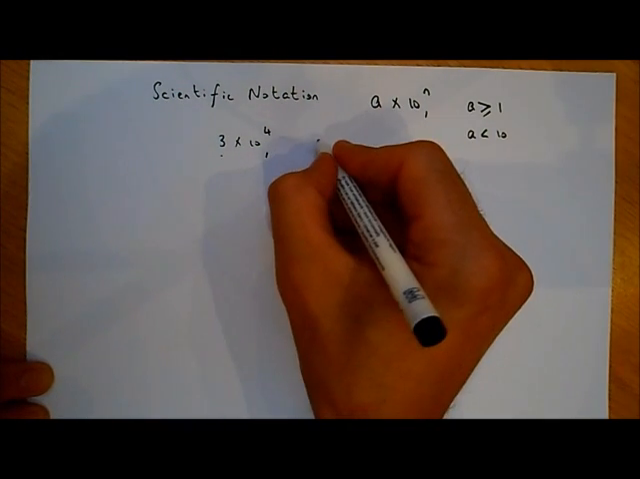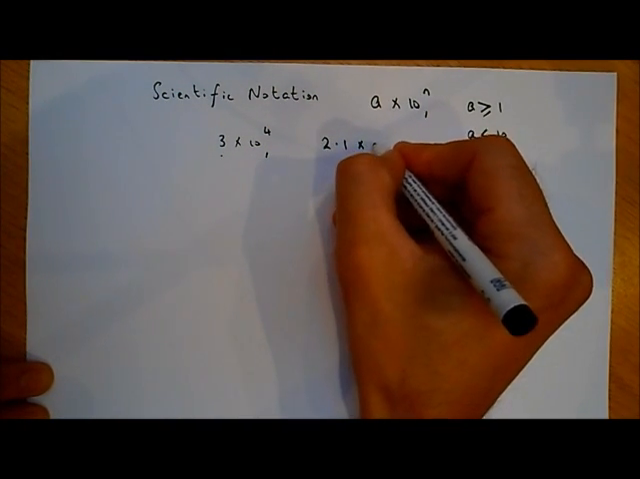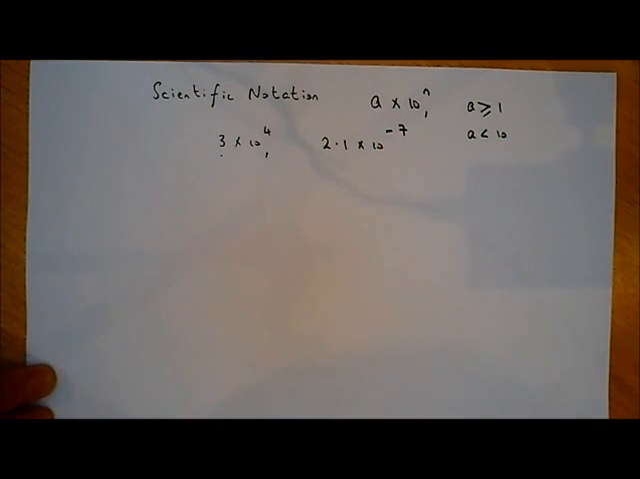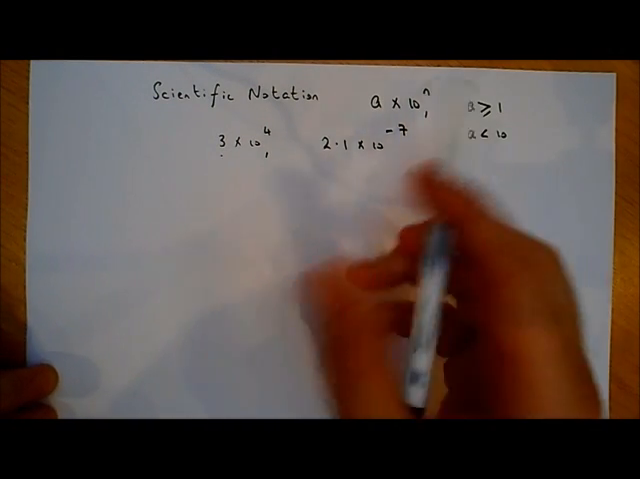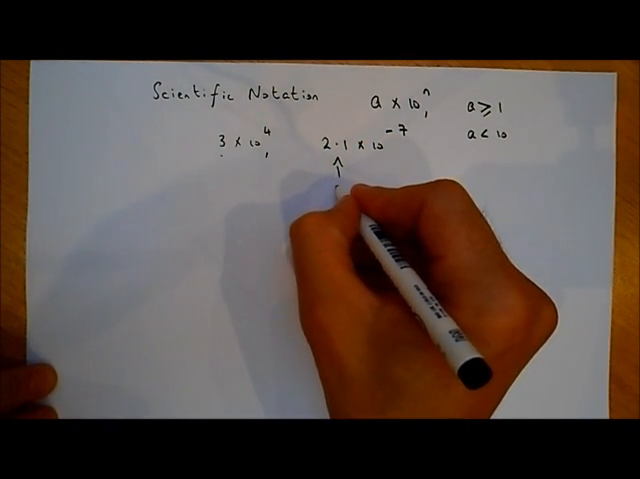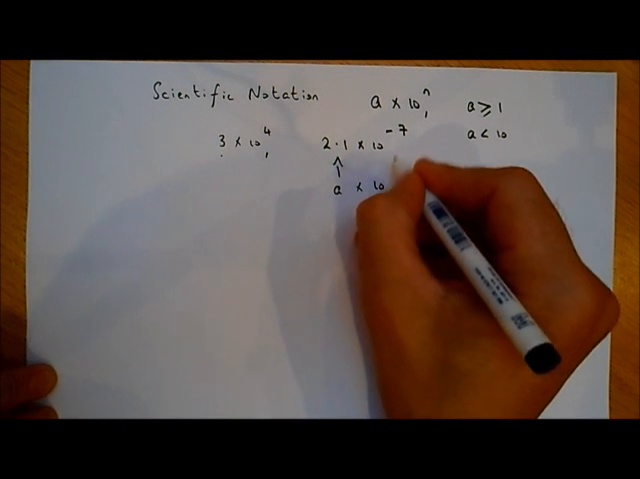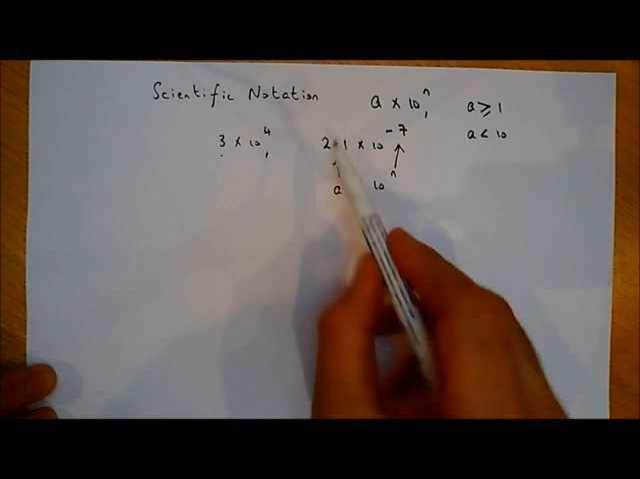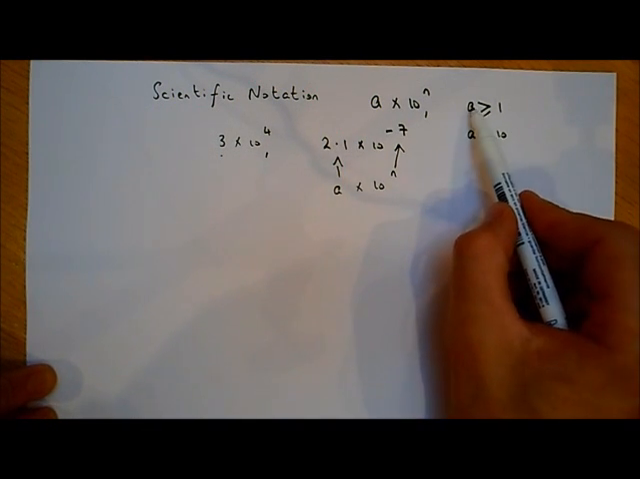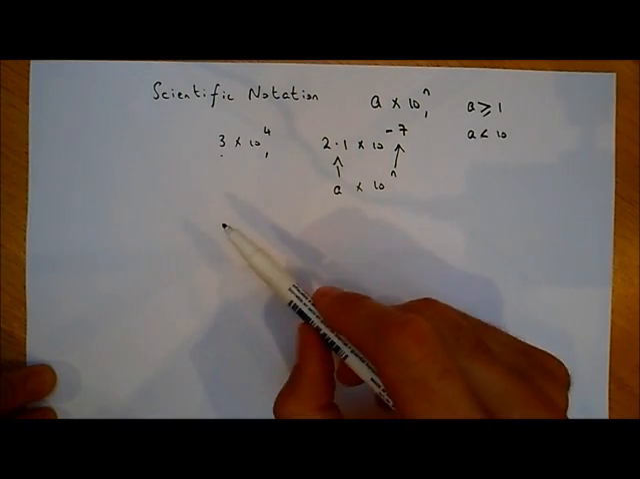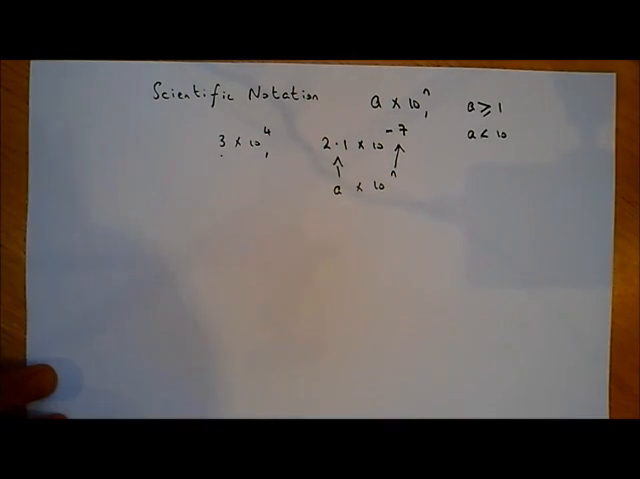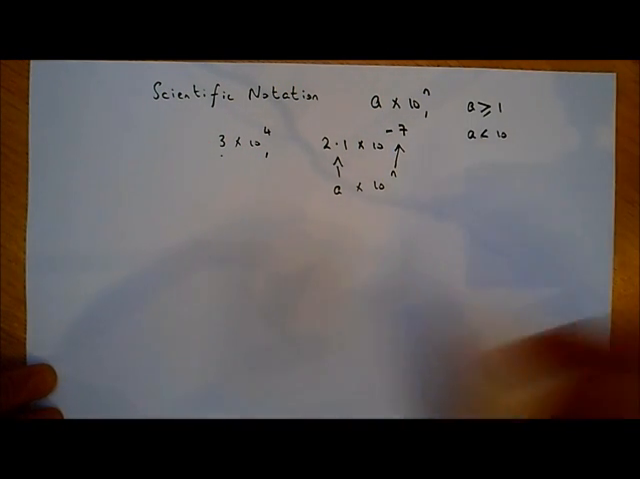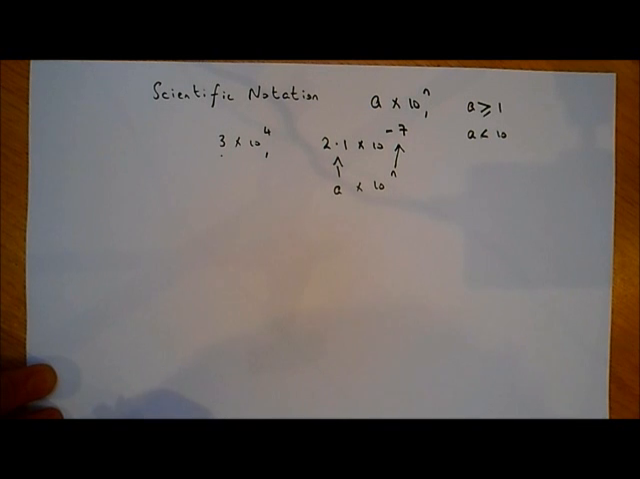You can also have a number that looks like this, say 2.1 multiplied by 10 to the power of minus 7. That's a number in scientific notation. Here's the a part, multiplied by 10 to the power of n, and here's the n part. The a part is 2.1, which is greater than or equal to 1 and less than 10, so that's another example of a number in scientific notation. And if you notice the n part, it's a minus number, so that's fine. The n part can be minus as well.